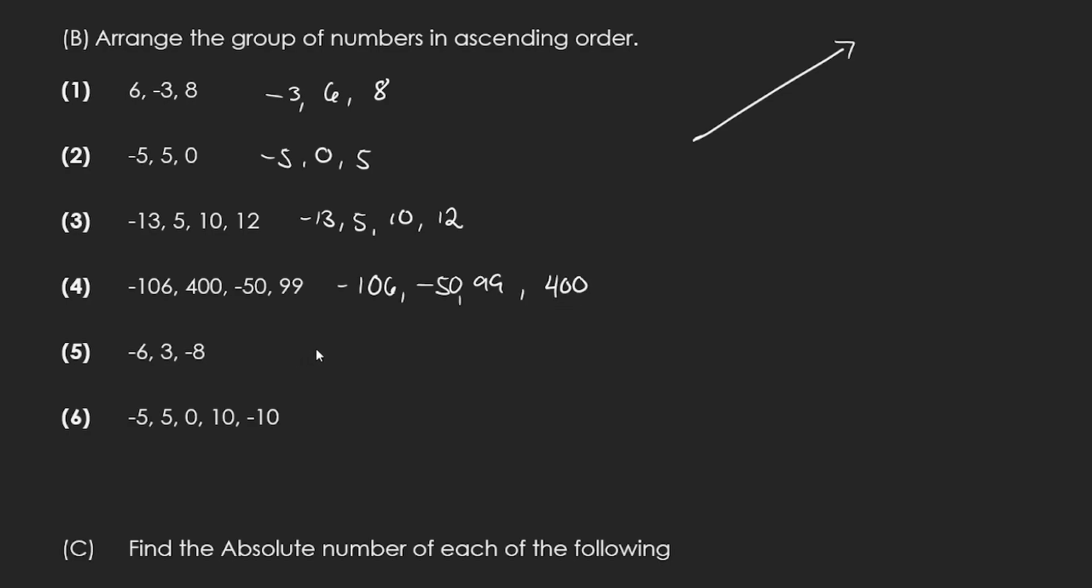Number 5 is negative 8 as our smallest. Next is negative 6, and then 3. We have here negative 10 as our smallest, then negative 5. We have 0, 5, and 10.